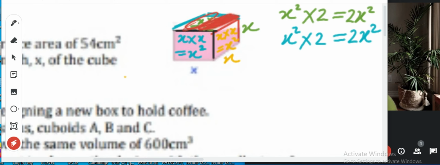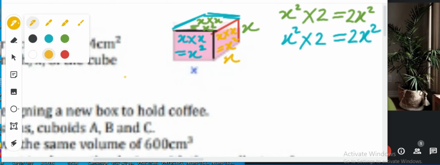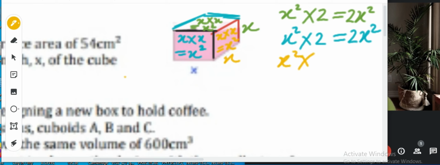Because what you have at the top, you have it at the bottom, the base. That's why we are multiplying it by 2. This one is also x squared. What you have in front, you have it behind. That's why we multiply by 2. Also, what you have by the side, you also have it at the other opposite side. So that will also be x squared times 2, and that's 2x squared.